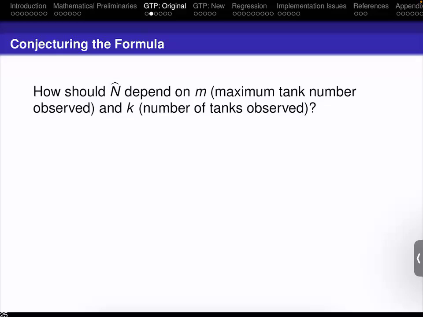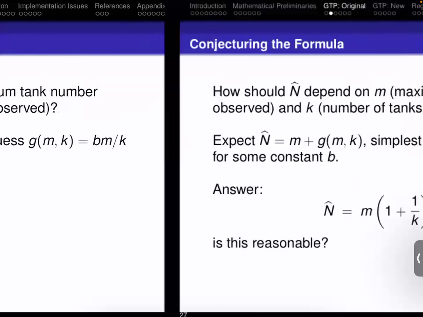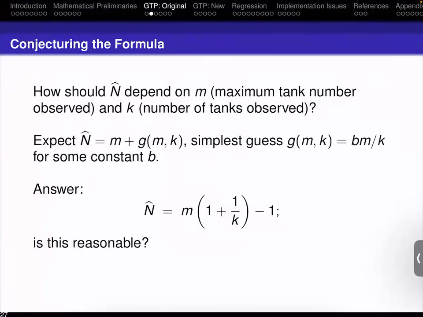So we know it has to be at least m. We know it should be increasing with m and decreasing with k. So the simplest thing I can think of is some function of m and k added to m. And the simplest function I can guess is maybe some constant times m over k. It turns out the answer is m times 1 plus 1 over k minus 1. We'll prove that shortly. Whenever you see an expression in mathematics, you should always ask, is this reasonable? You should try to consider extreme cases.